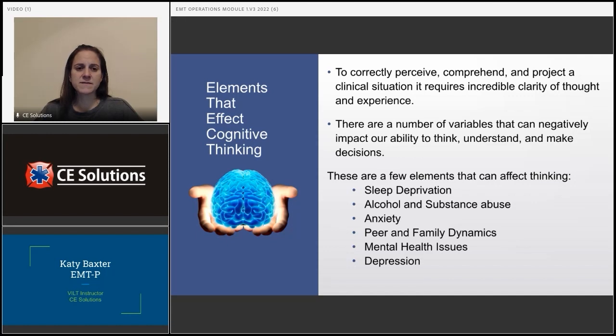Elements that affect cognitive thinking. This one's a big one, right? A lot of us have trouble sleeping. A lot of us have lots of other trouble. Peer family dynamics, anxiety, alcohol, substance abuse, depression, sleep problems. To correctly perceive, comprehend, and project a clinical situation requires incredible clarity in thought and experience. The more you're on calls, the more you've seen it, the more you can log, and you kind of get it. You just got to run those calls, right?